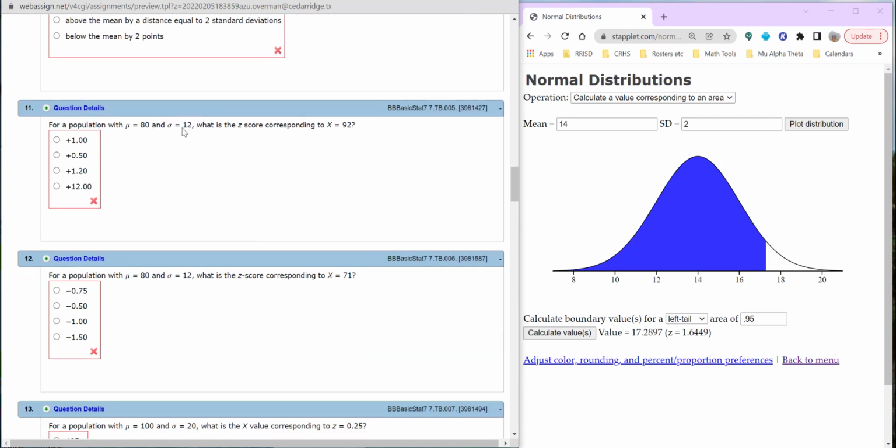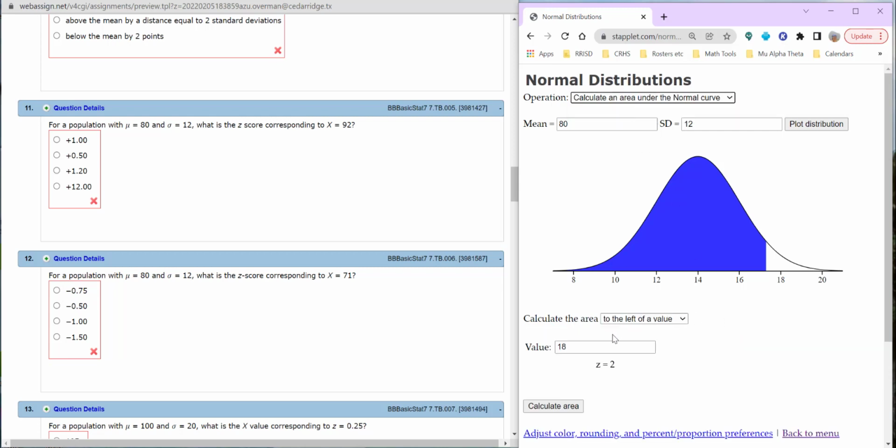For a population with a mean of 80, so I'm going to jump in here, put an 80, and put a 12. What is the z-score corresponding to x equals 92? So that, I'm going to jump to area, and you're probably going, but wait, Mrs. Overman, I need a z-score. Watch this. So I'm putting in a value. I have a value. It's 92. All right. Now, it doesn't matter if I'm doing left or right. Guess what? It gives me a z-score.